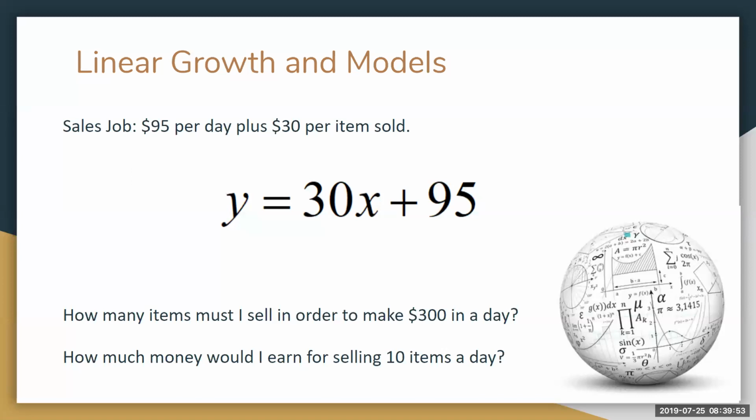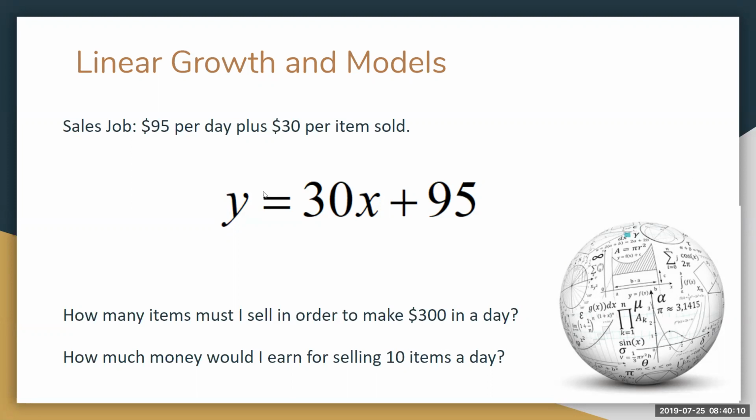In the first two sections, we will review linear equations and investigate linear growth in models. For example, suppose you have a sales job where you earn $95 per day plus an additional commission of $30 per item sold. That $30 is our growth rate, and it is a constant growth rate in this case, meaning it stays the same no matter how many items you sell. That is what makes this a linear growth scenario.